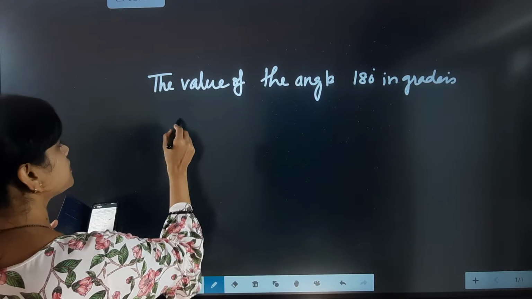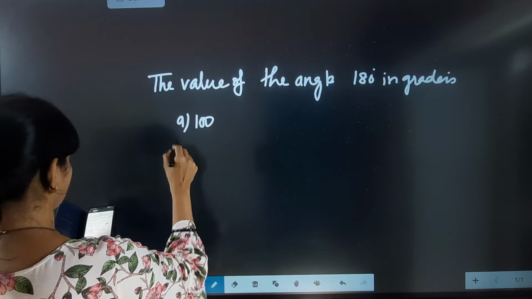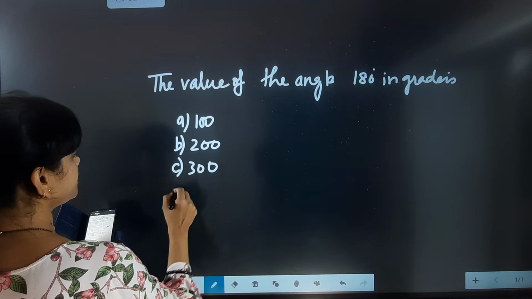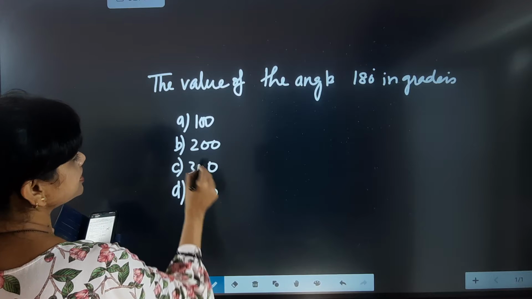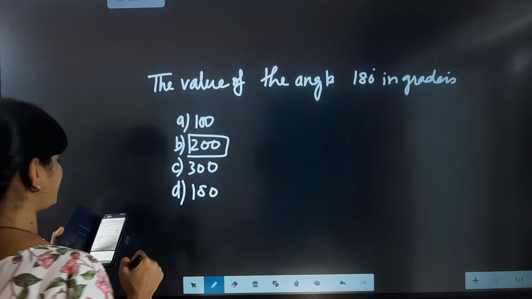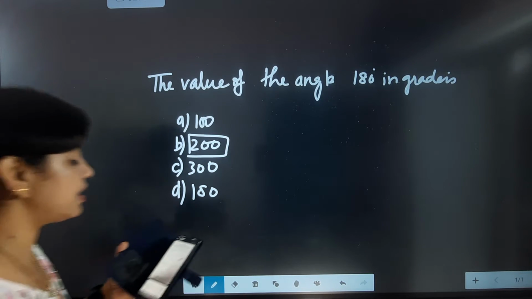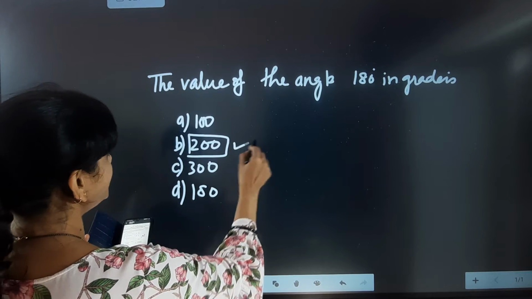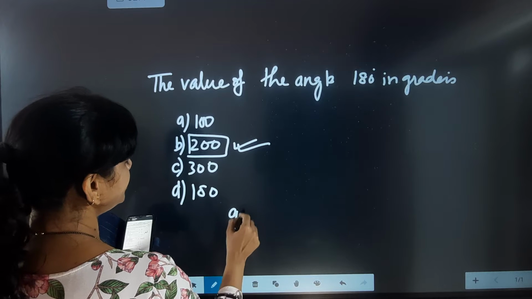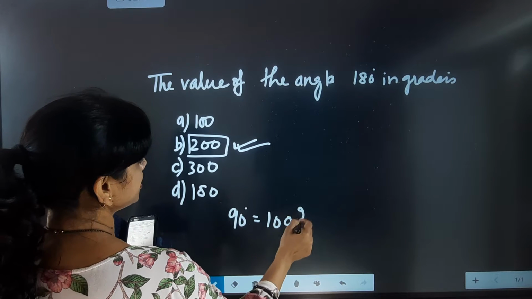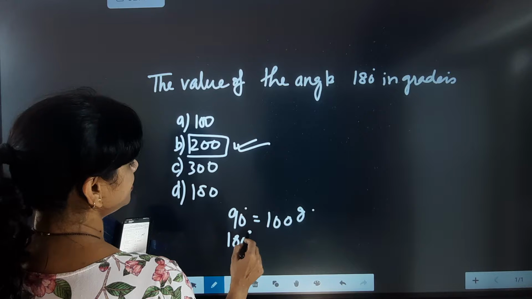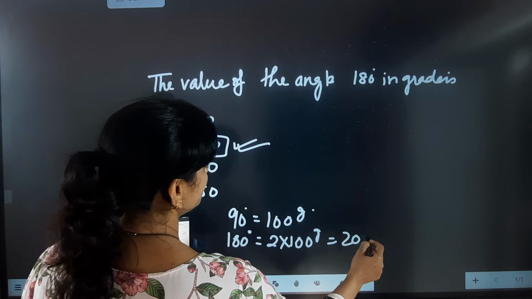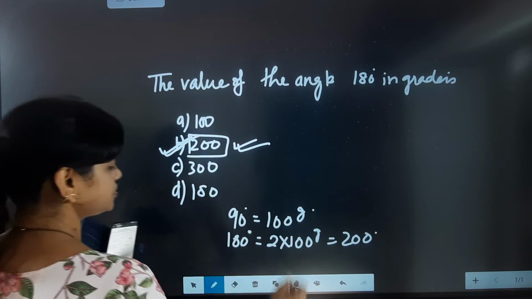options were 100, 200, 300 and 180. So obviously the answer will become 200. मतलब कोण 180 डिग्री का मान ग्रेड में क्या है, तो आंसर विल बी 200. Okay, because 90 degree will be equal to 100 grades, so 180 degree will be double of it, so 200 grades, so definitely it will go for 200. So answer will come for option B.